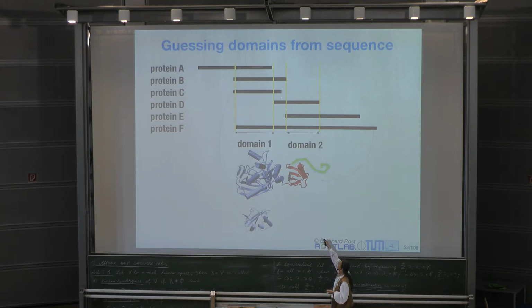So then you would call this a domain and that a domain. Well, the common denominator is just the yellow part. Yeah? Thank you for asking questions.